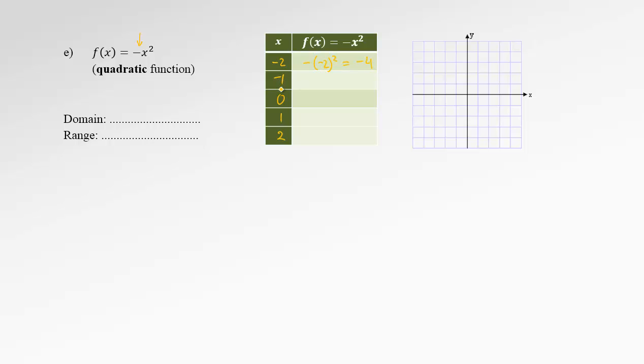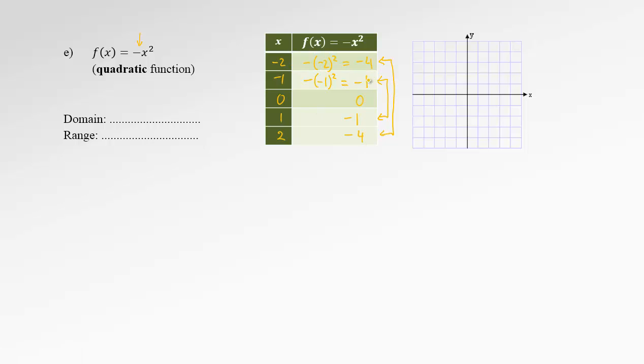Similarly, -1, when we square it, it becomes 1, but then we have the extra negative. So altogether it is -1. 0 when squared is still 0, and -0 is also 0, so that's nothing to calculate here. And with positive numbers it's even easier: 1 squared gives -1, and 2 squared gives -4. As we expected, we have symmetry around 0. The values to the right or to the left of 0 are exactly the same.